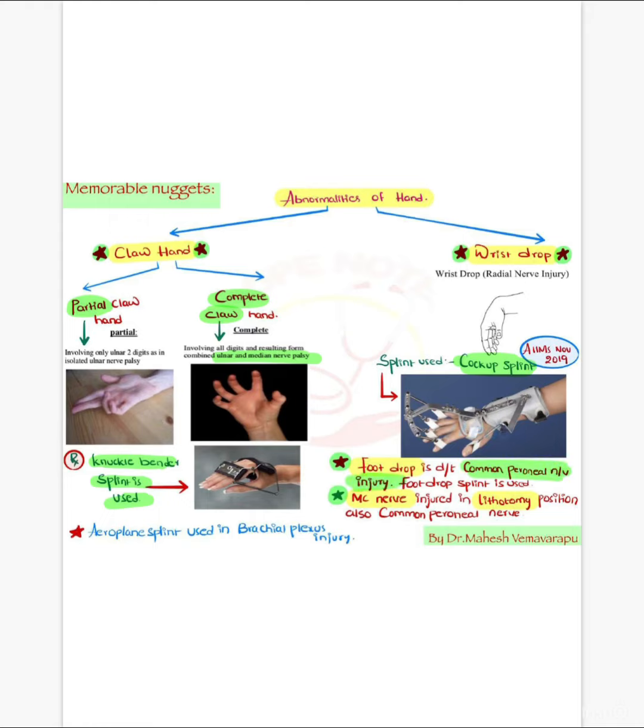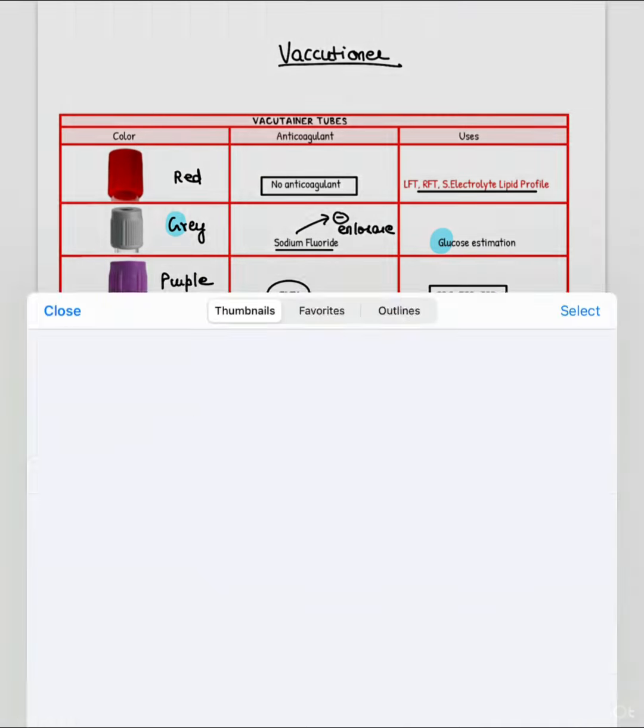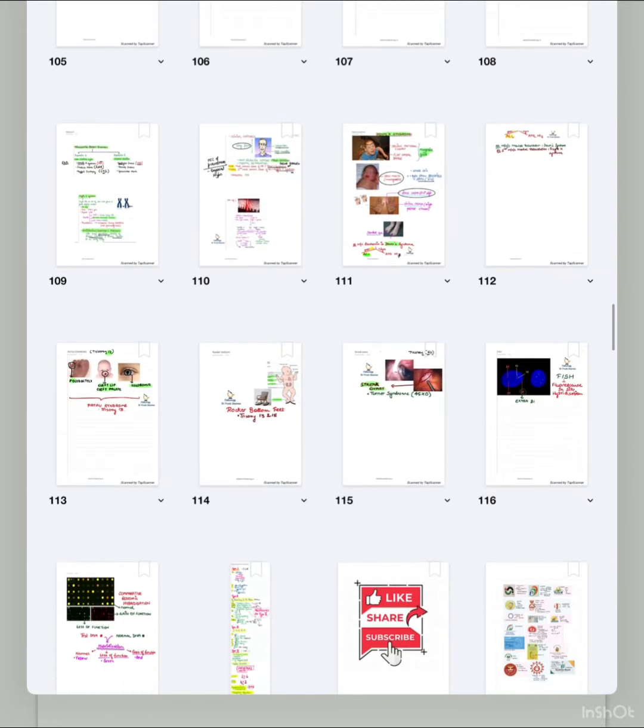Foot drop is due to common peroneal nerve injury, again very important. A foot drop splint is used. And the most common nerve injured in lithotomy position is again your common peroneal nerve, again important, guys, that you need to know. So this was all for today, guys.